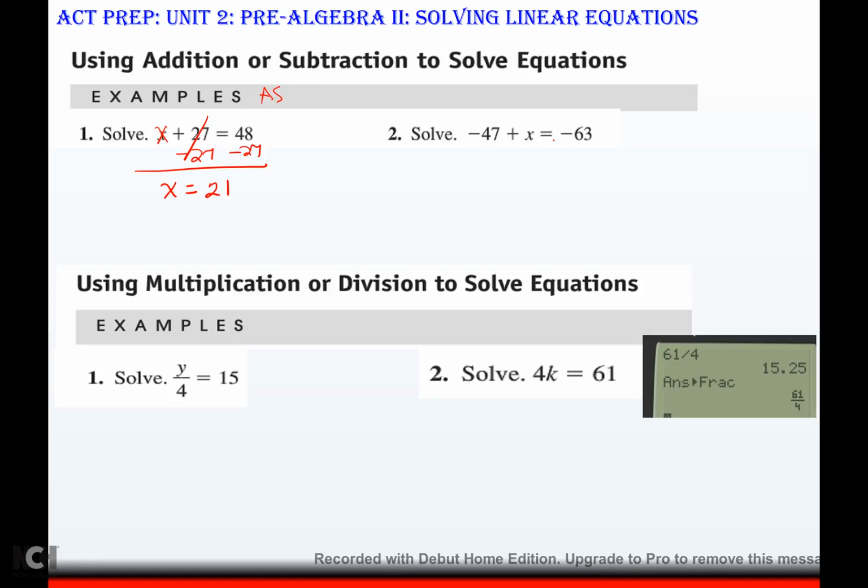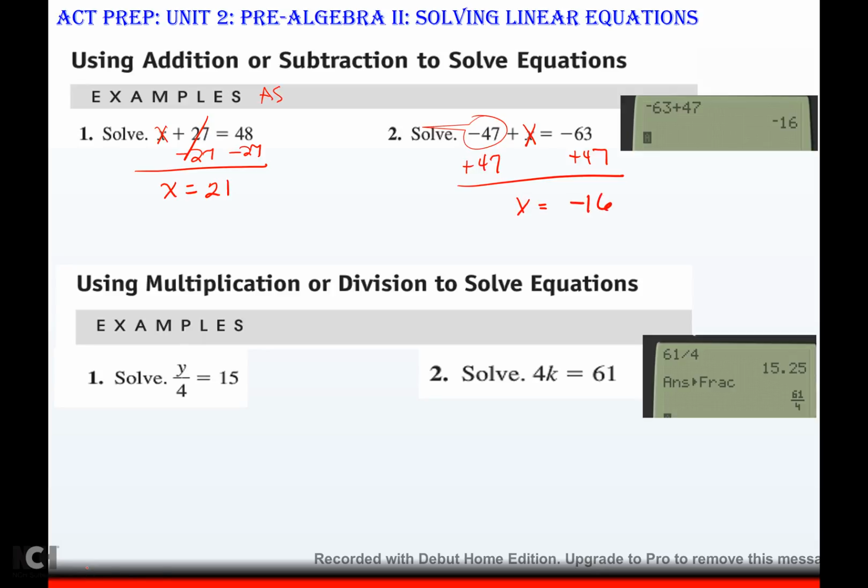Okay, on the second one, I'm looking, but there's no operations to do on either side. I don't have letters on both sides, so we're ready to get x alone by undoing this subtracting 47. We undo subtracting 47 by adding 47, and that gives me x equals negative 63 plus 47, and you get negative 16. There's my calculator. Okay, you just type it exactly like you're reading it. Negative 63 plus 47 is negative 16.